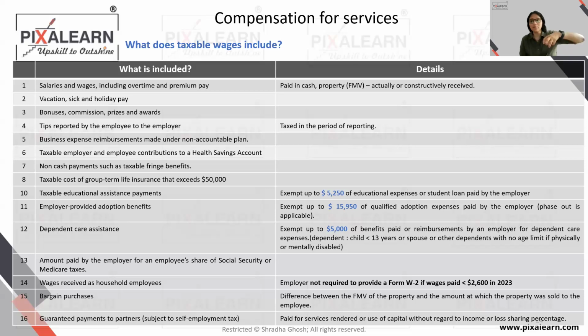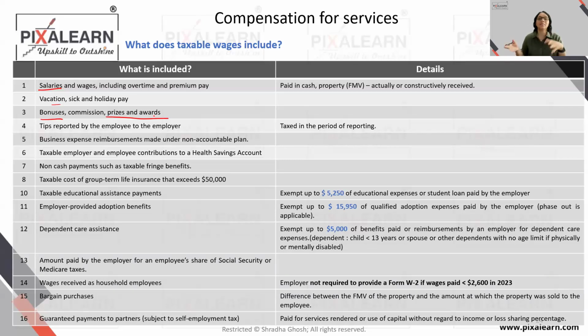So it's important to keep a drone view of everything that you have. If I look at gross income in my mind, I will put it in certain silos. The first silo is everything that I work for somebody and earn, which includes salaries, all my sick, vacation pay, holiday pay, which includes my bonus, commission, prizes, awards. So you see, prizes and awards is a big thing.